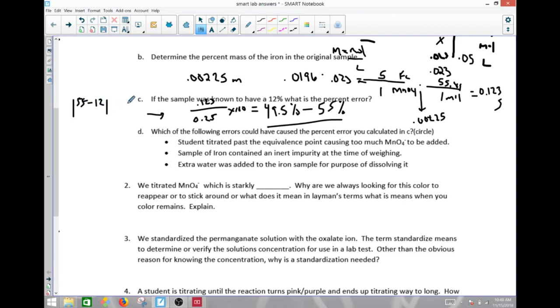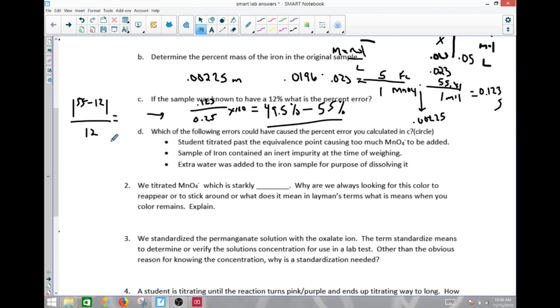I know my number's higher, my percent error is higher than it's supposed to be, so it's positive. If it's lower, it's supposed to be negative, but absolute values are sometimes used, sometimes they're not. Either way, it just tells you the direction of error. Divide by what you're supposed to have, which is 12, and then 55 minus 12. Whether I'm using the 55 or the 49 doesn't matter. 55 minus the 12 divided by the 12. Again, about 54% error. About 50% error.